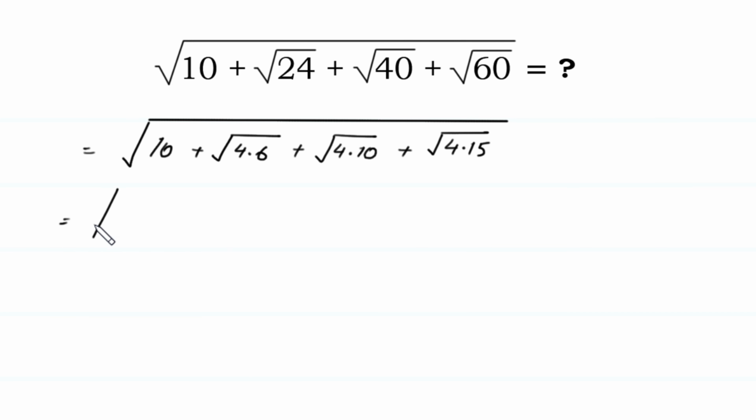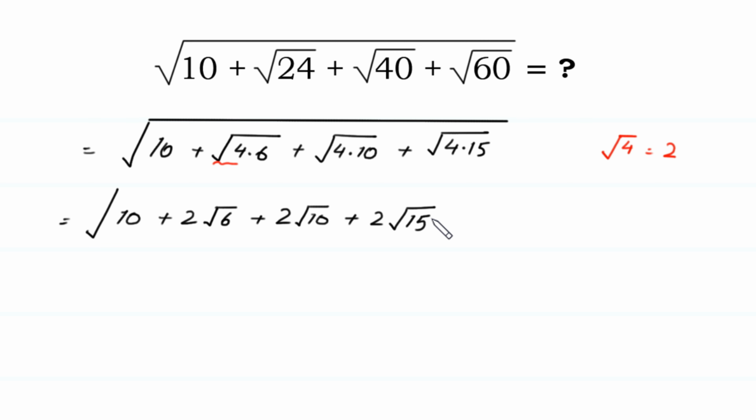Next, square root of 10 plus this square root of 4, square root of 4 is equal to 2. So we can write this square root of 4 times 6 as 2 times square root of 6 plus, we can write this square root of 4 times 10 as 2 times square root of 10 plus, we can write this square root of 4 times 15 as 2 times square root of 15.